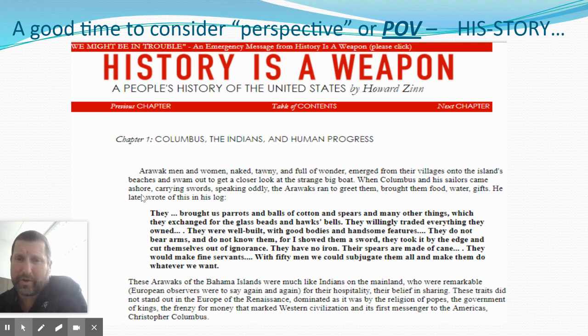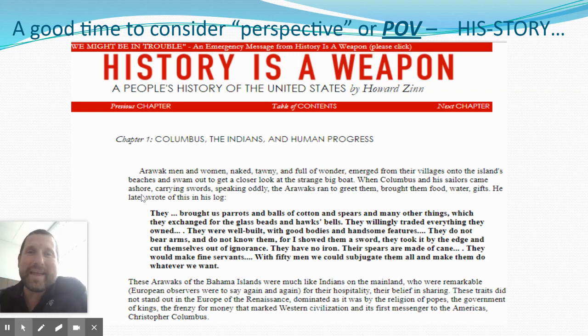They are well built with good bodies and handsome features. They do not bear arms and do not know of them, for I showed them a sword. They took it by the edge and cut themselves out of ignorance. They have no iron. Their spears are made of cane. They would make fine servants. With 50 men, we could subjugate them all and make them do whatever we want. And if you're not familiar with the term subjugate, we'll look it up, okay? Because we need to expand our vocabulary, high school juniors.